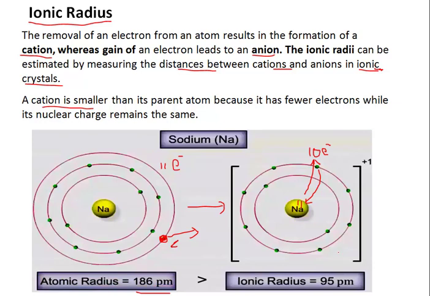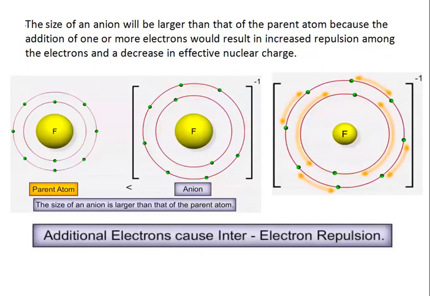And if effective nuclear charge increases, so naturally the radii tends to decrease. So the ionic radius of sodium ion is 95 picometer. So can we conclude this, that a cation will always have smaller radii than that of its parent atom? Now for anions, the size of anion will be larger than that of its parent atom. It is just opposite to that of cation. Cation has smaller size than its parent atom, whereas anion will have larger size than its parent atom.